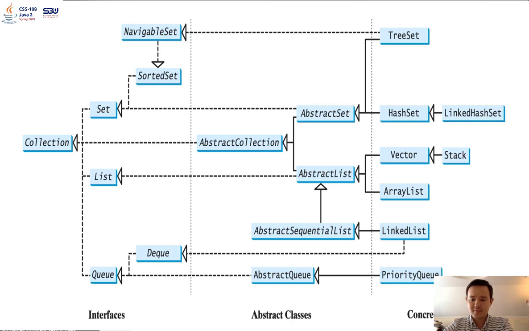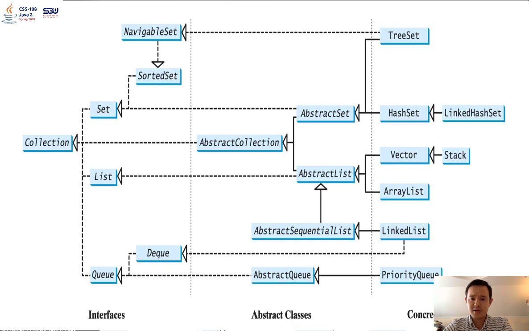Queues: in this diagram we can see that there are no queues, but we can use linked list to simulate queues. We don't have a separate concrete class for queues, but we can use linked list as queues. We're going to be looking at that later in a moment.